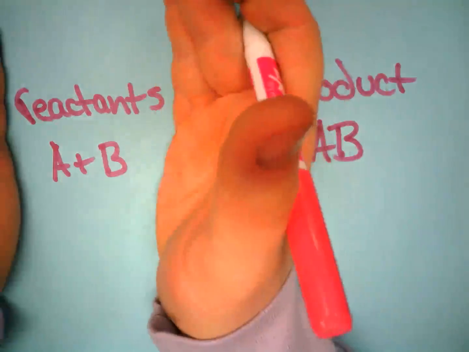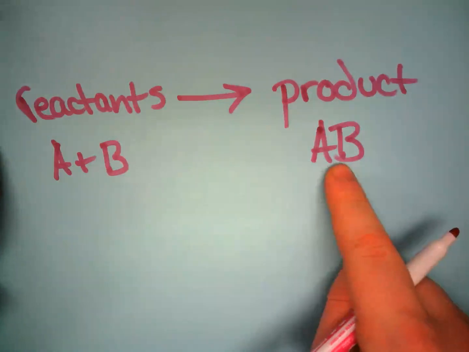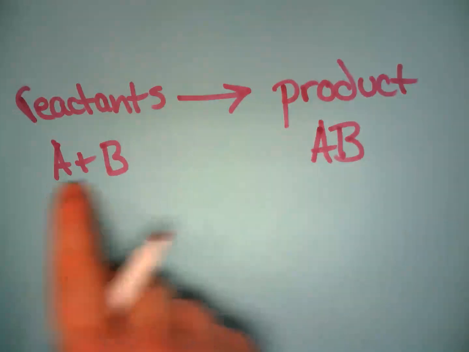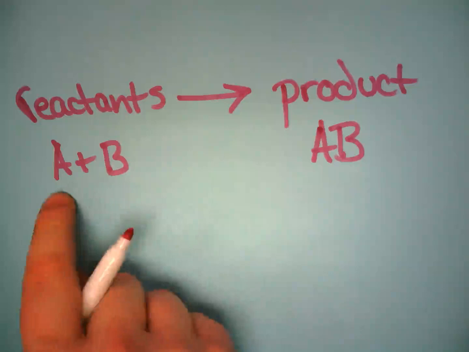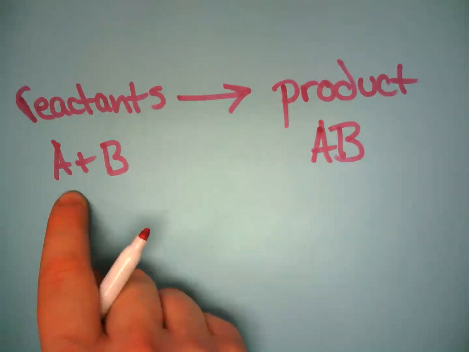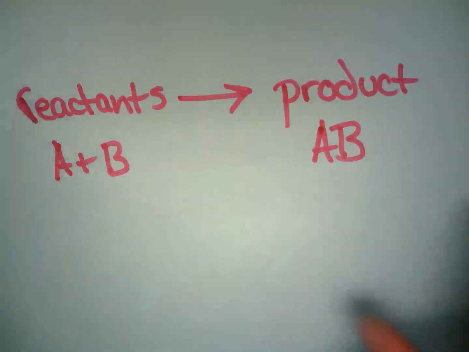So what we're trying to determine is, in order for AB to be produced, who's my limiting reactant? Is it going to be A or is it going to be B? Who's going to run out first? Let's take a look at a picture.